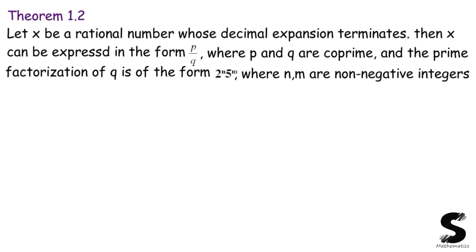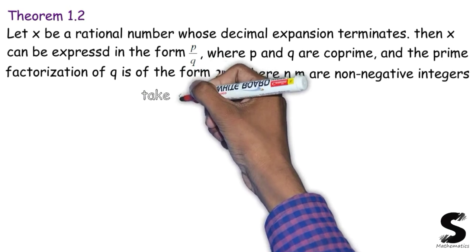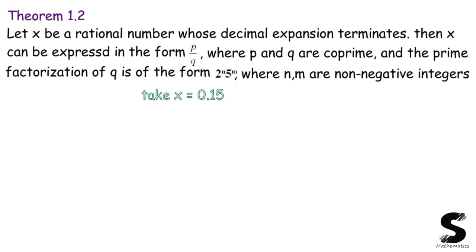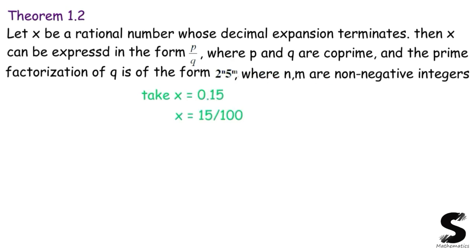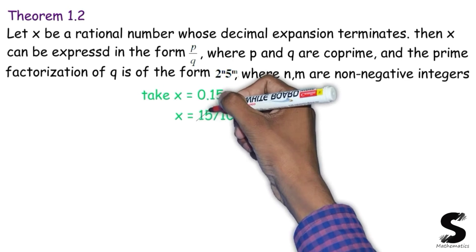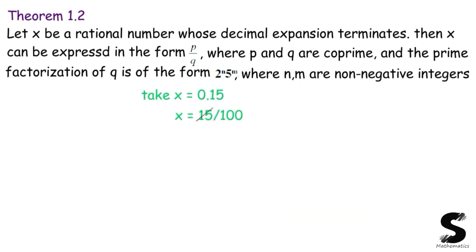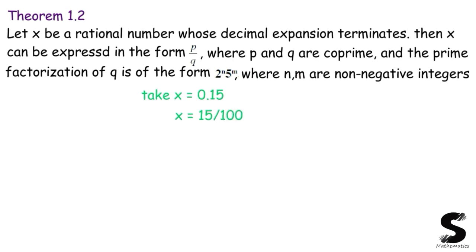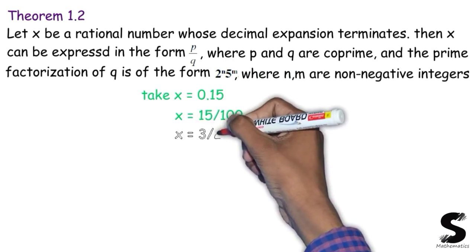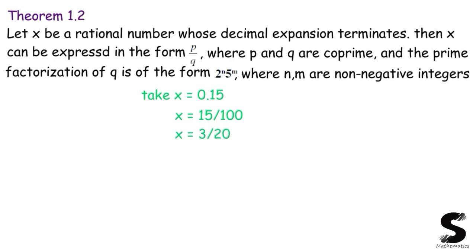Let's understand this statement through an example. Take a rational number x equal to 0.15. Now x can be expressed in the form p by q. There are two places after the point, so we can write x equal to 15 by 100. Writing this fraction in least terms, by cancelling the numerator and denominator by 5, we have x equal to 5 threes are 15 by 5 twenties are 100, 3 by 20.